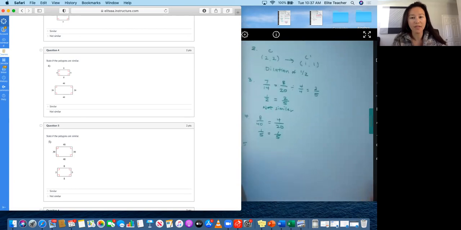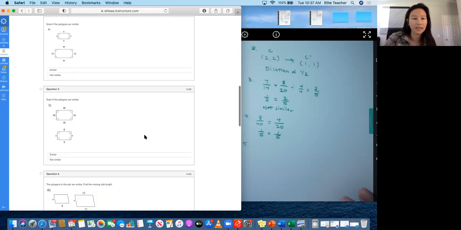And very good on number 5 too. Same thing, so they're the same shape. Their corresponding angles are equal and their sides are proportional. So you were correct. Number 5 is also similar. If we set up our proportions, we would do 5 over 30 equals 8 over 48. And 5 over 30, if you divide by 5, that's 1 over 6. And 8 over 48, if you divide by 8, that is also 1 over 6. Excellent.